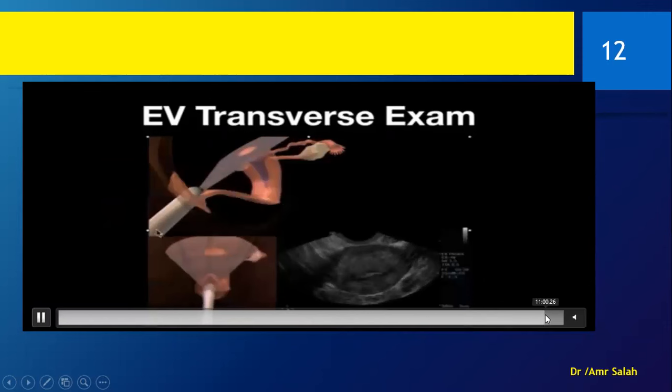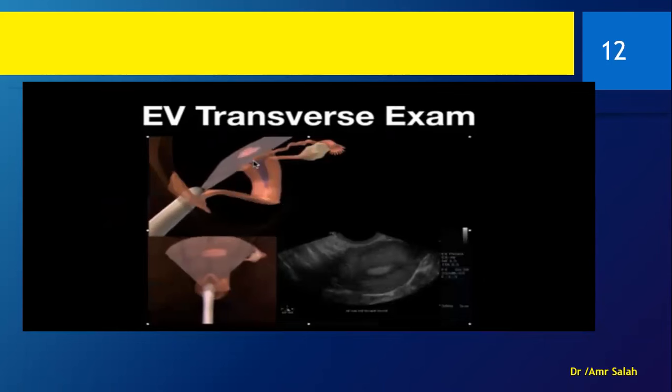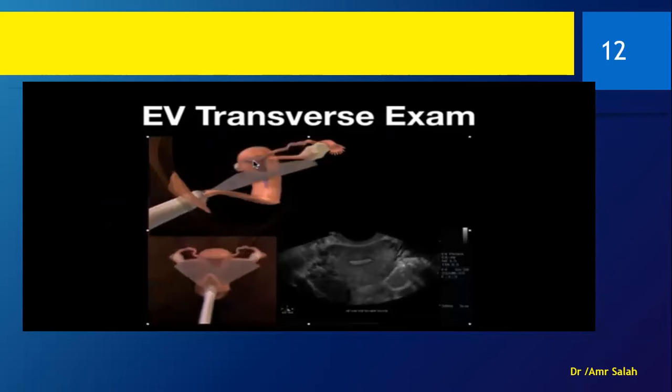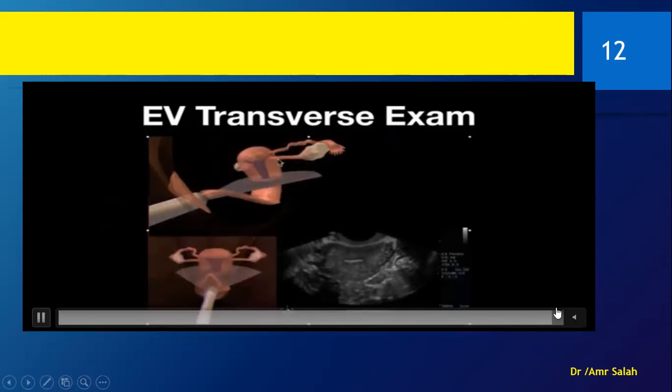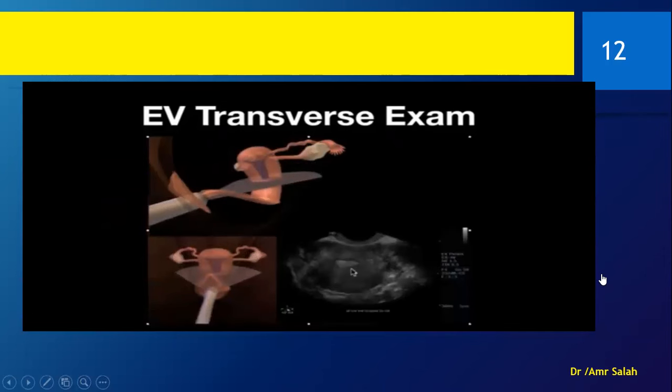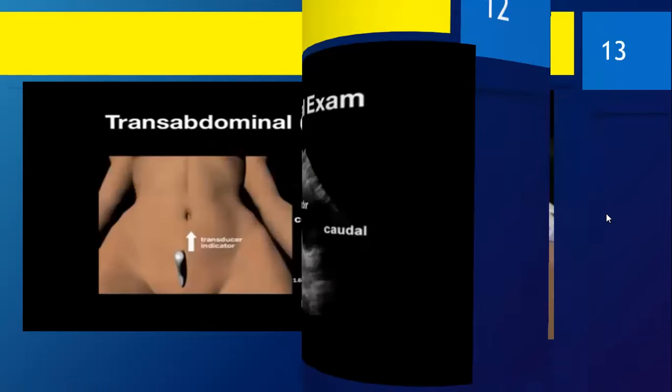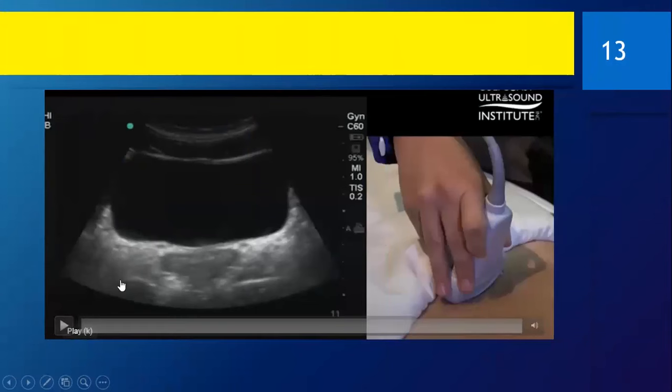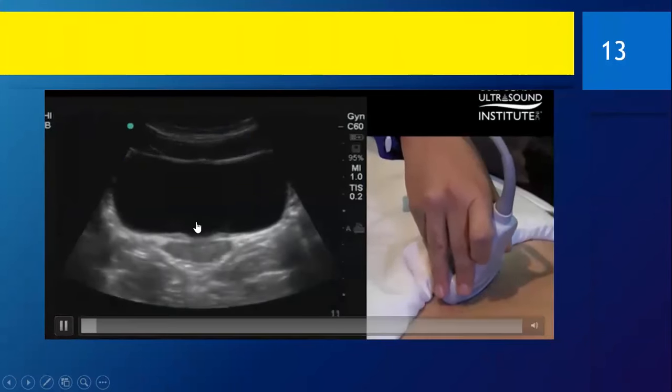This is the TS. I move it up and down in order to see the uterine body, the uterine fundus, and ovaries on both sides. Let's see the steps in a detailed manner. This is another very interesting video for the transabdominal approach.